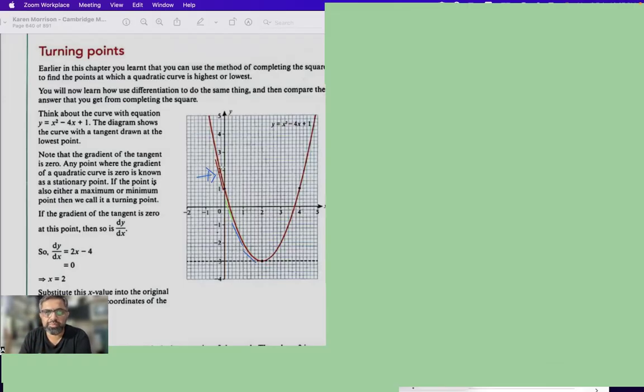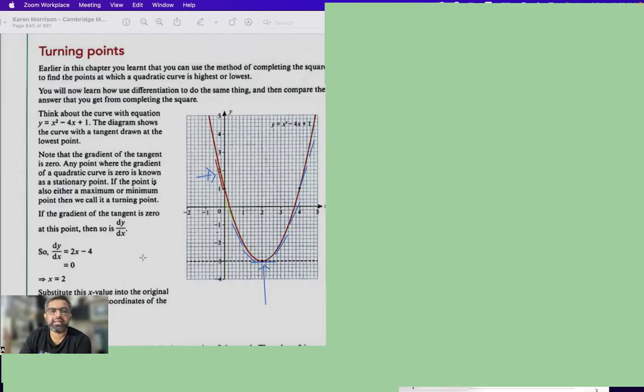So it's more negative, and then it's getting less negative, and at some point it becomes zero and then it starts increasing, right? It starts getting positive, and on the positive side the slope is increasing, increasing, and increasing. So when the slope becomes zero, that is the turning point, because the slope is coming from negative and going towards positive. So that is a turning point.